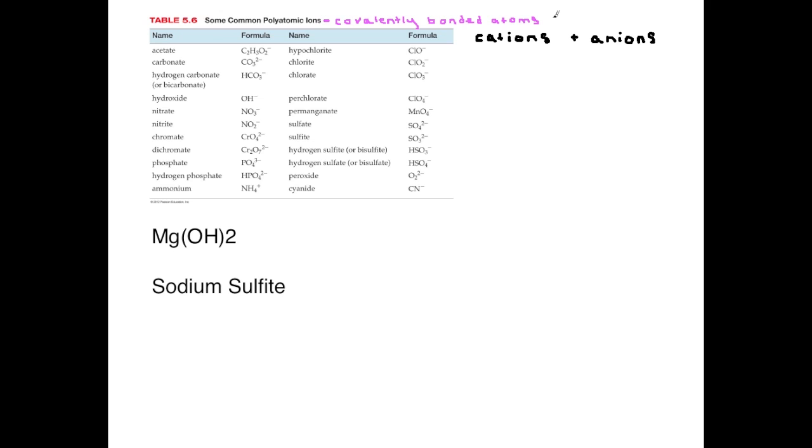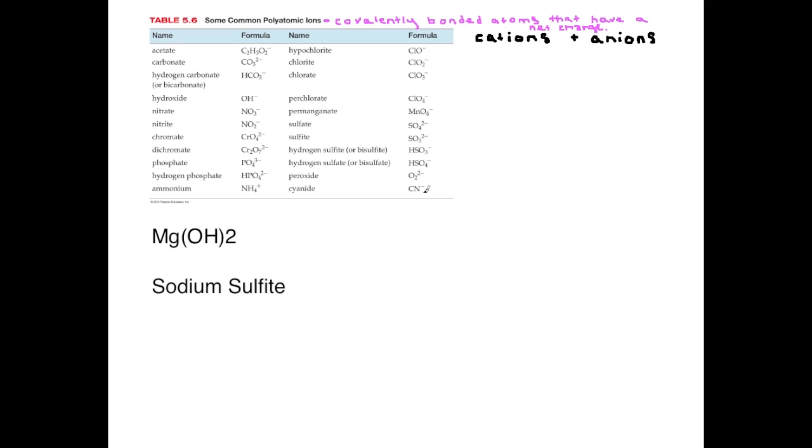Covalently bonded atoms that have a net charge. So I'm going to show you a couple of examples. By saying net charge, remember when we're dealing with ionic compounds, the net charge of an ionic compound is 0. But if you look at all of these different polyatomic ions, they all have a charge.